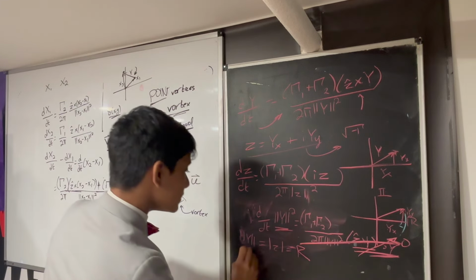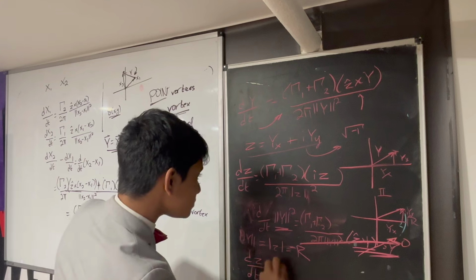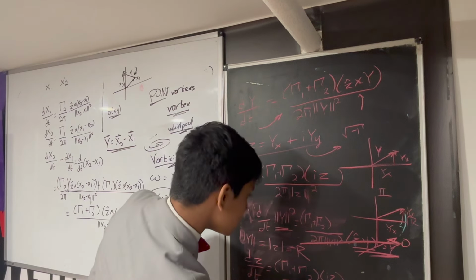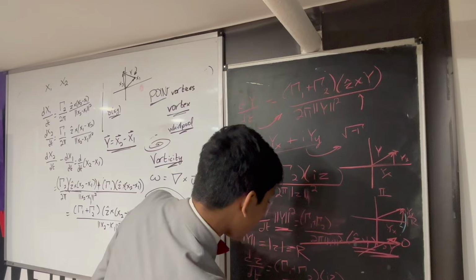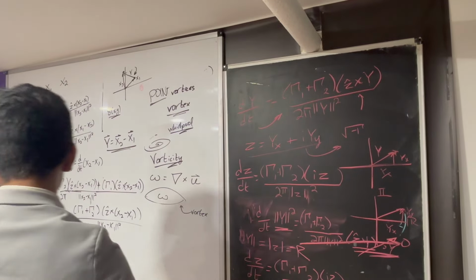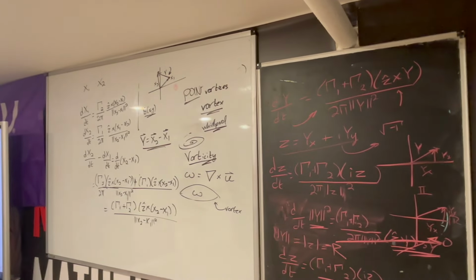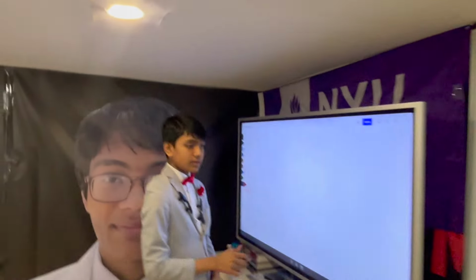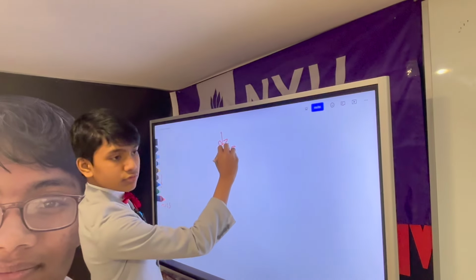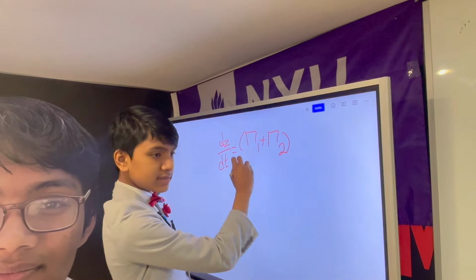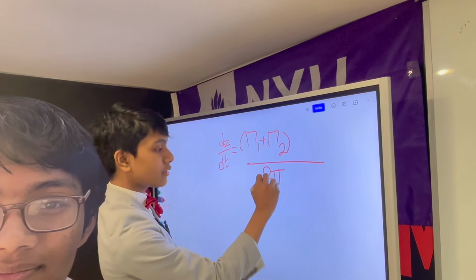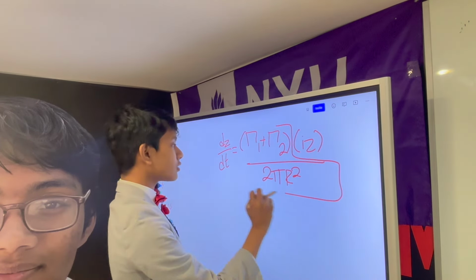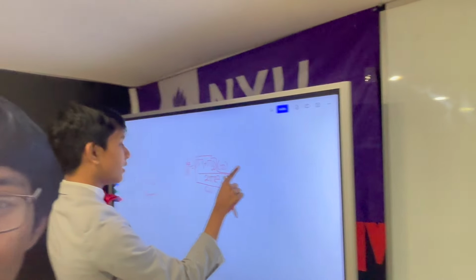So now we have dz/dt is equal to this, i z over 2 pi r squared. Now, I guess I'll move to the smartboard because we don't have any more space. Here's what we do. We had dz/dt is equal to the sum of the field strength divided by 2 pi r squared multiplied by i z. So we're going to call this entire scalar right here the angular velocity, omega.